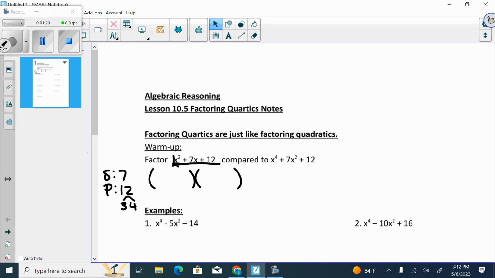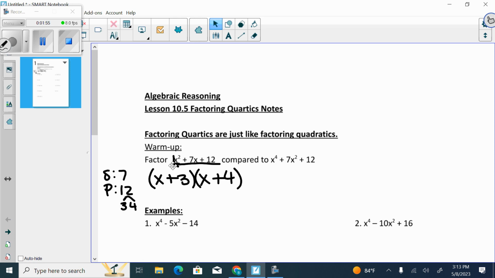It just has to give me 1x squared, so remember we put x and x, and then we plug in our 3 and our 4. If you're ever unsure of your signs, you can check inside, outside here too. Inside would give me what? 3x, outside would give me, and I need them to add to give me a positive 7, so they must both be right.